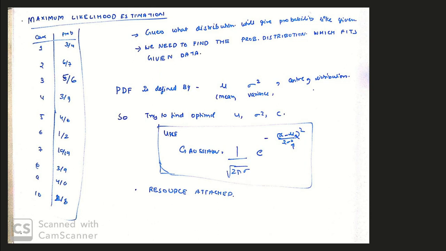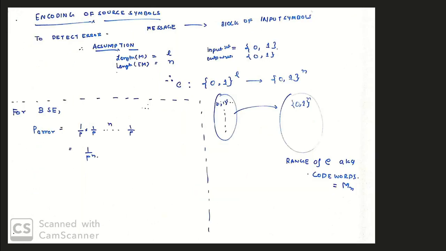A PDF is defined by mean and sigma squared, which we put into a formula. Suppose we have used a Gaussian, we have the formula 1 over sigma root 2 pi, e raised to minus (x minus mu) squared upon 2 sigma squared. So we actually optimize the value of mu and sigma squared so that we get the exact probabilities which we have as our outcome. I'll try to attach some resources so that you can understand maximum likelihood estimation better, or you can just wiki it.